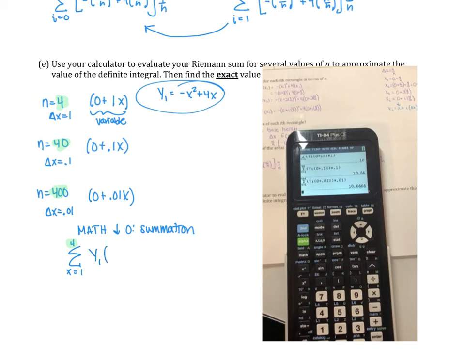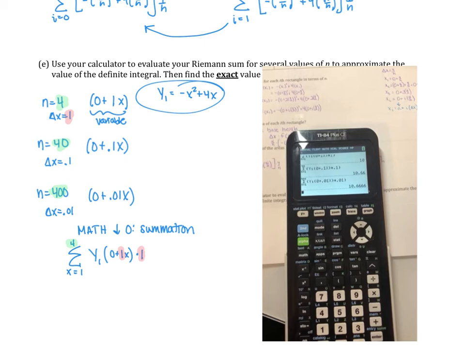This is the height, but I'm going to tell it to evaluate the height at the a plus i delta x, or the a plus the delta x. Well, the i is x in this case, but this would be the delta x. So this number right here is my delta x. And then I'm going to multiply that by delta x. So that's what I'm telling my calculator to do.